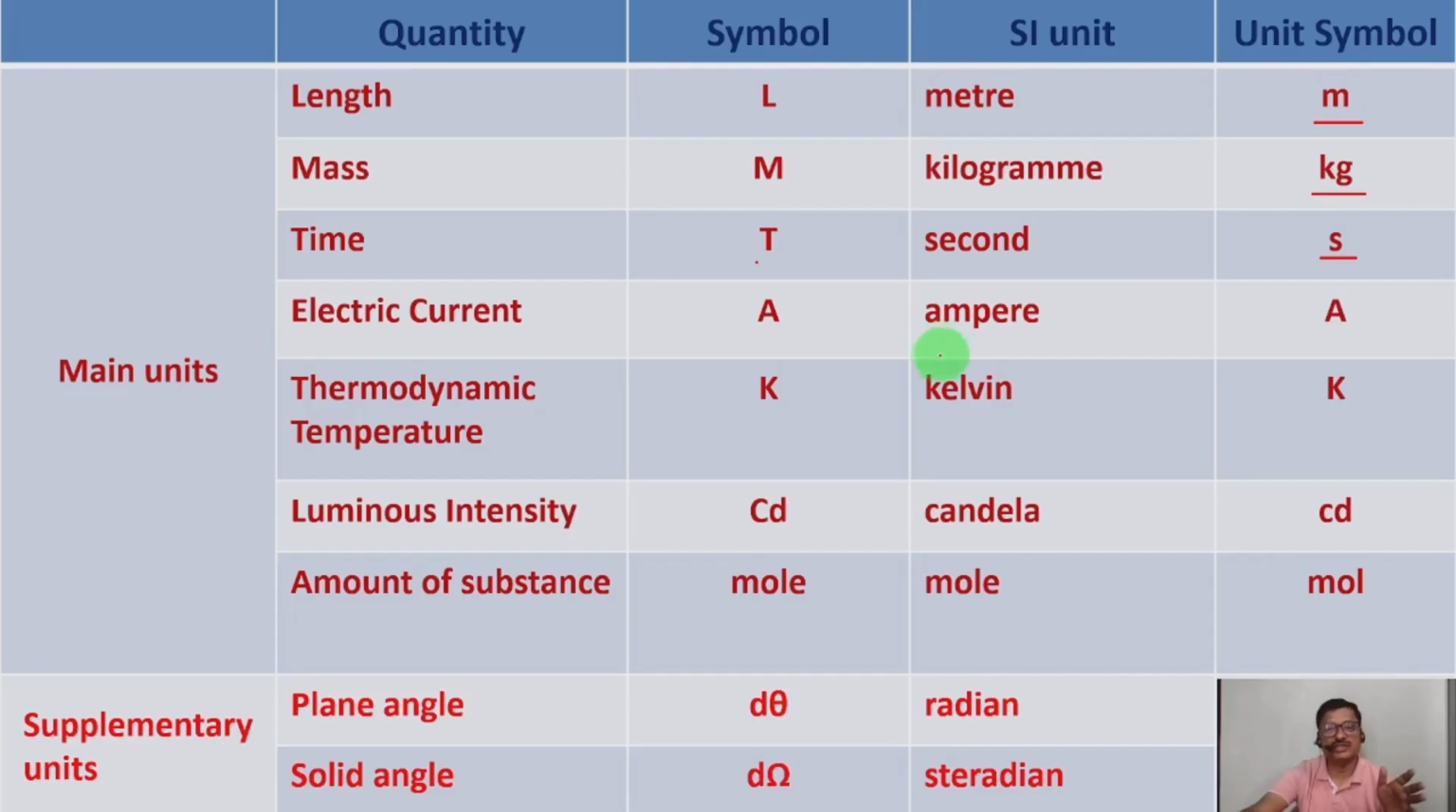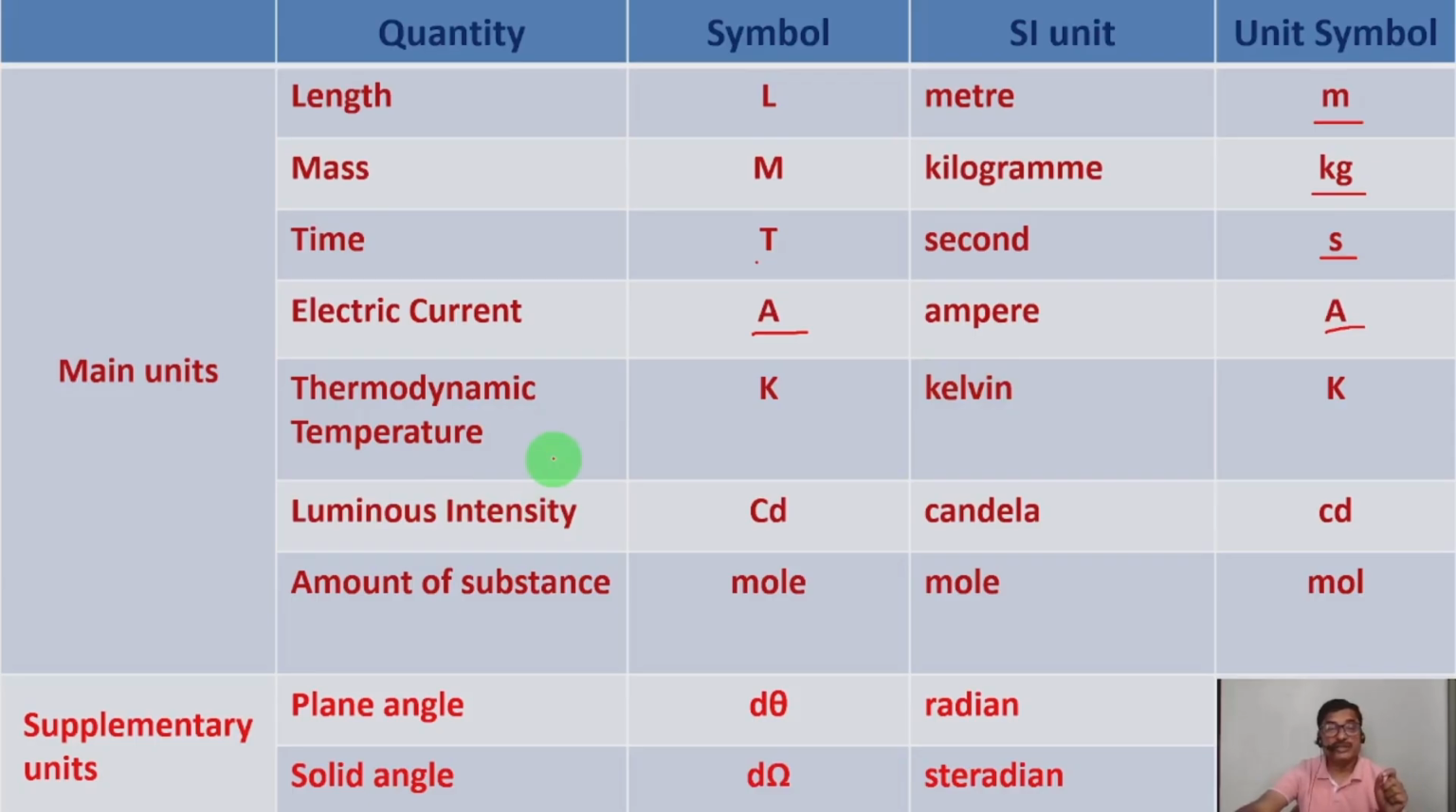Conversions of the other units are also possible for this. And electric current: its symbol is A, its SI unit is ampere, and the unit symbol is A. How much electricity is flowing through a circuit, we have to measure it. Based on that, the electrical energy will be determined, and that's why measurement of electric current in amperes is required. The next is thermodynamic temperature.